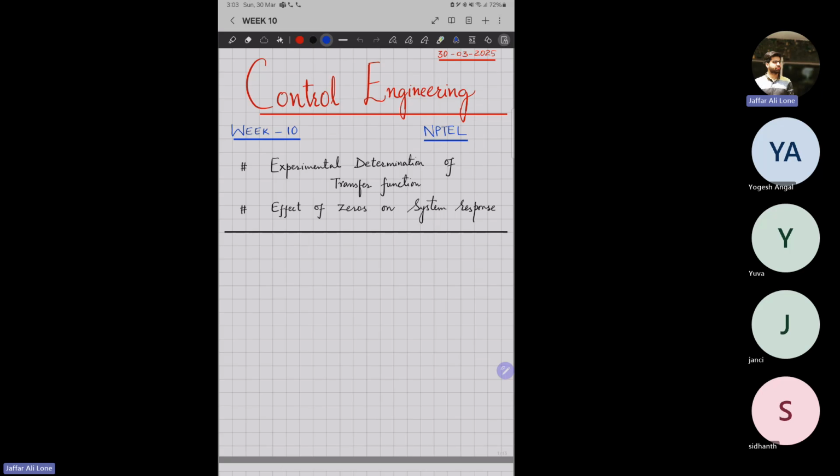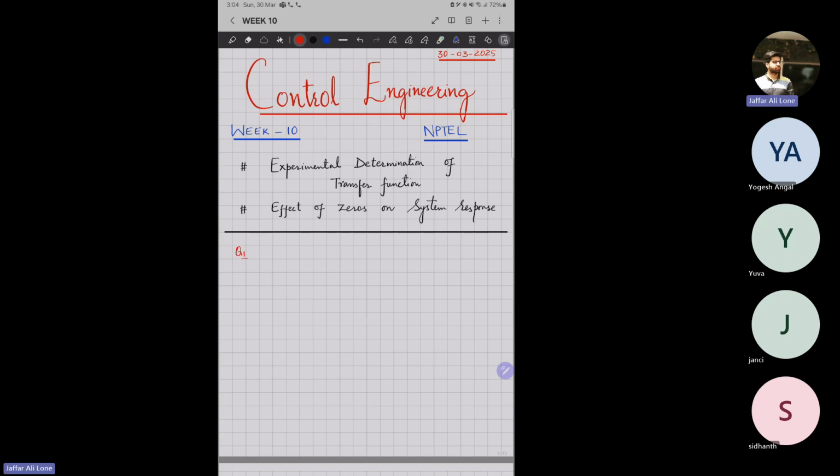Second type of questions are based on this effect of zeros on our system response. For example, if we have a minimum phase transfer function, then if we add zeros in the right half, what happens to the response, right? These are the type 2 questions which we'll be having in your assignment. So let's start from type 1.